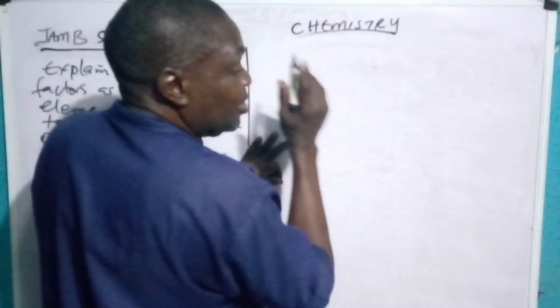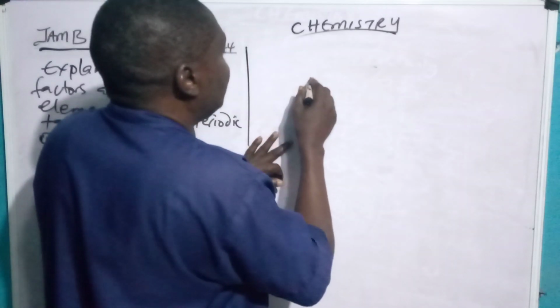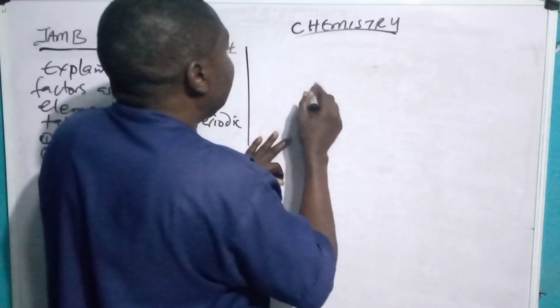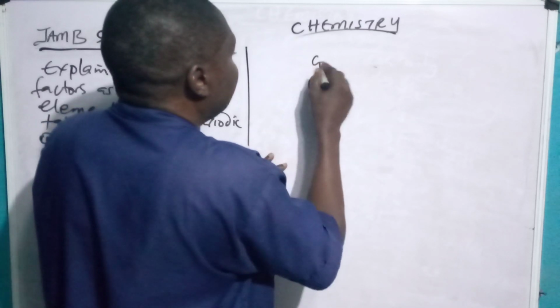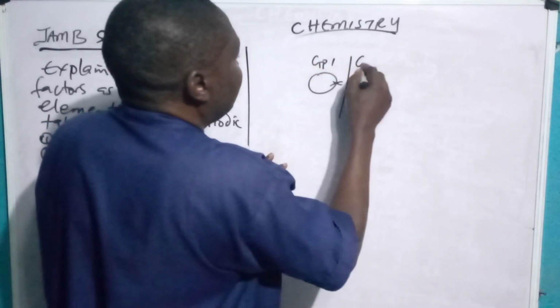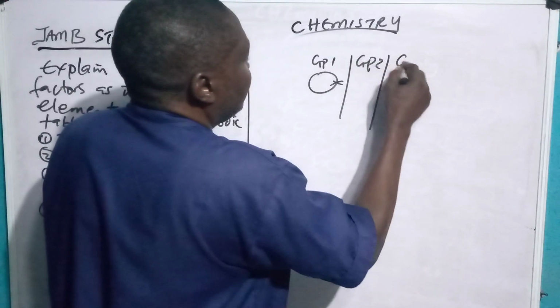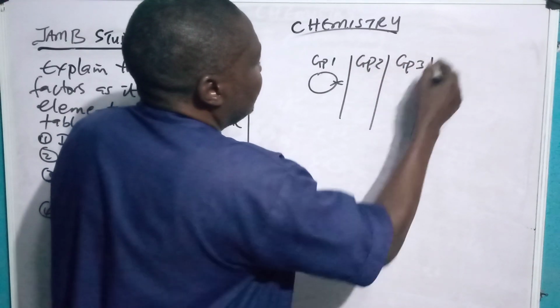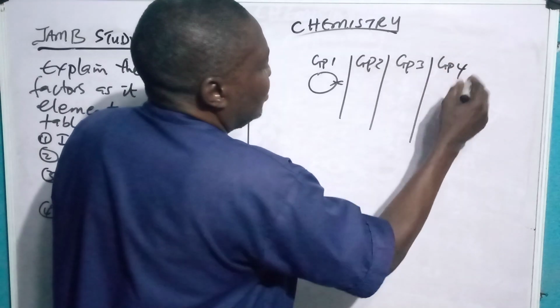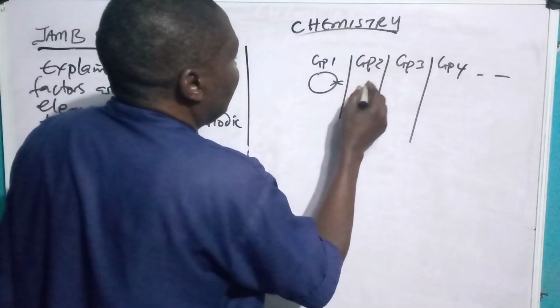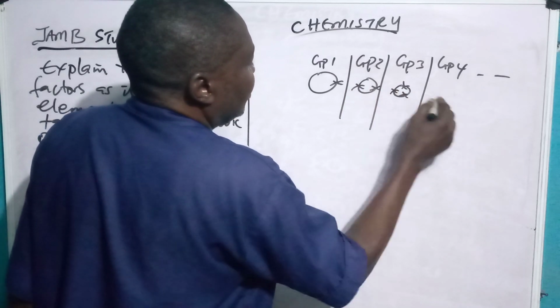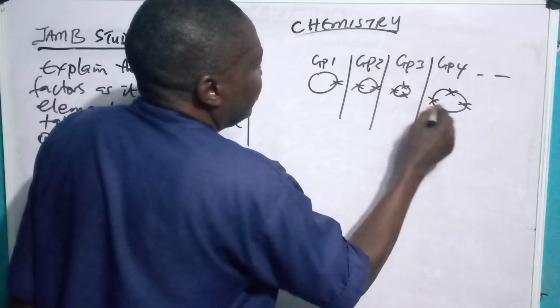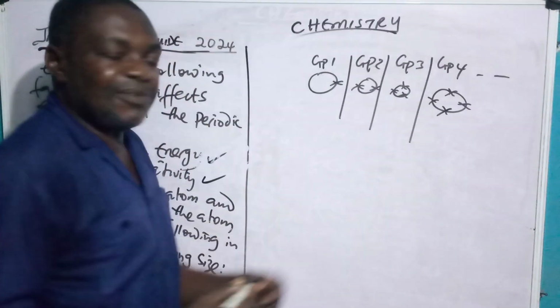Let's say we are using period 3. Let's say this is sodium, group 1, group 2, group 3, group 4, etc. So this one has like this, 2 electrons. This one has like this, 3 electrons. This one has like this, 4 electrons, and so on and so forth. This one will serve for the rest.